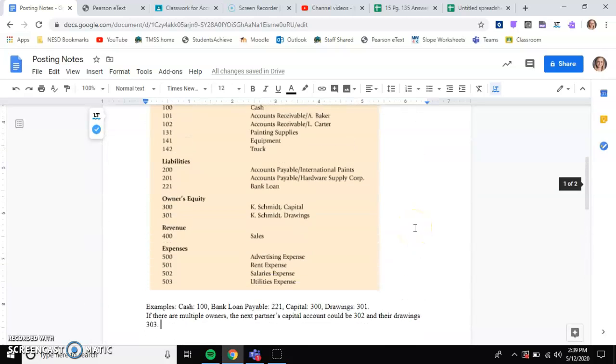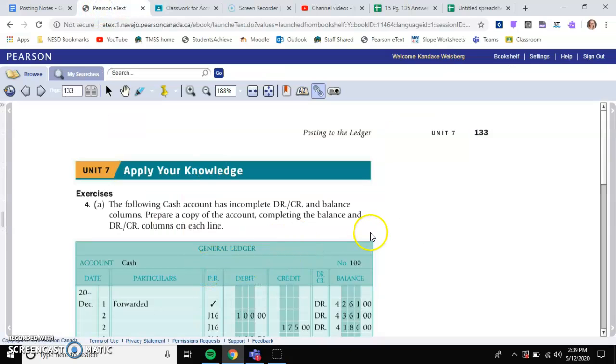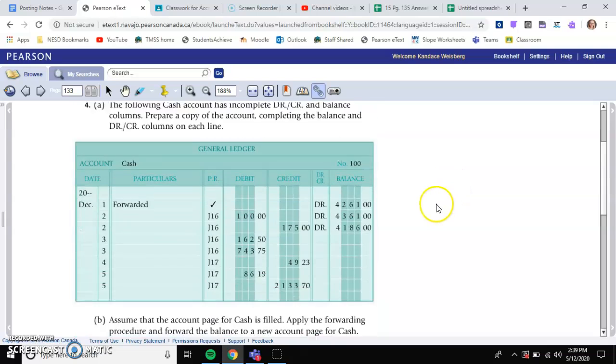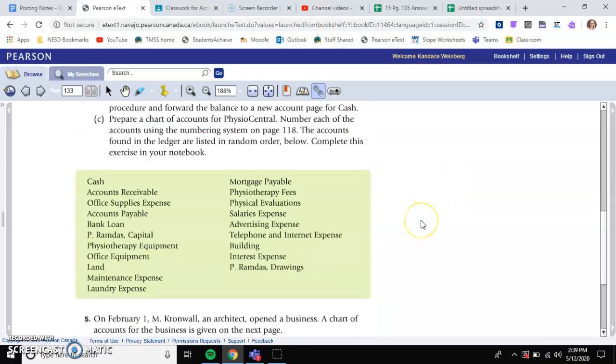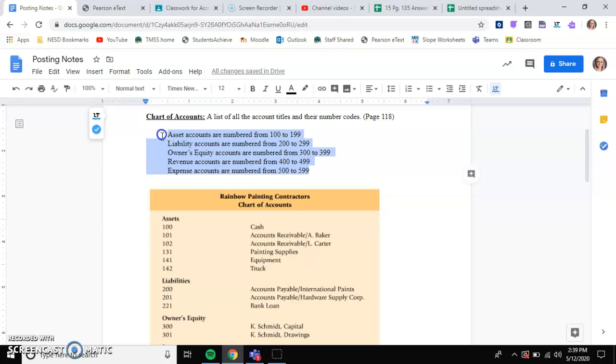So I'm going to skip to a question now. We're going to do exercise 4C on page 133. So I'm going to scroll down here. Prepare a chart of accounts for Physio Central. Number each of the accounts according to page 118 in your textbook, which is what we just looked at. This chart kind of guides us.